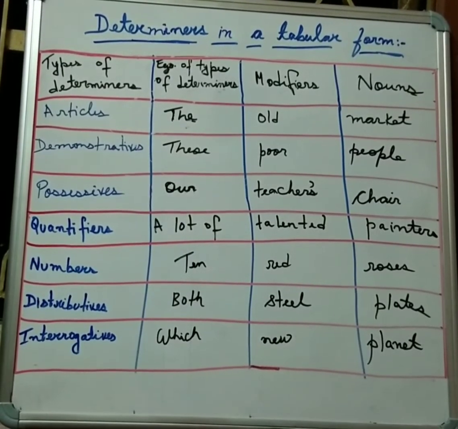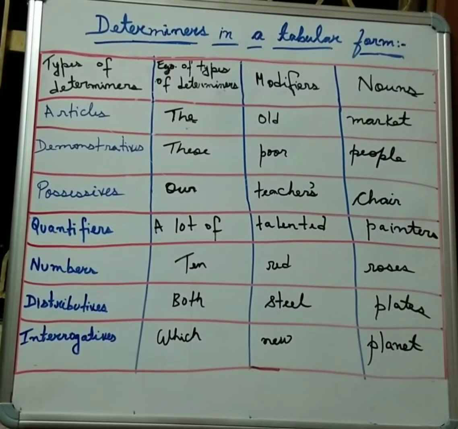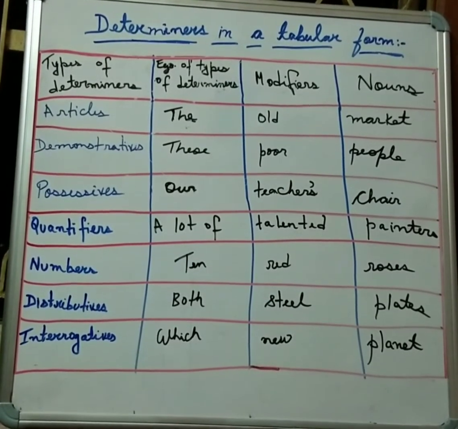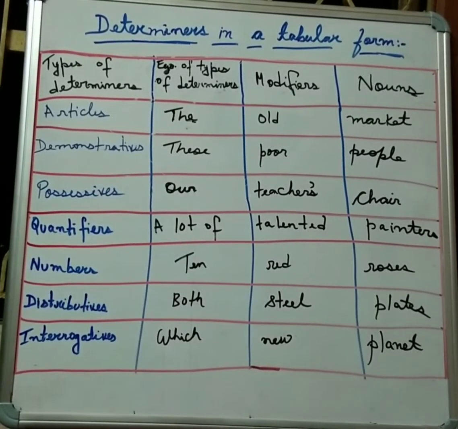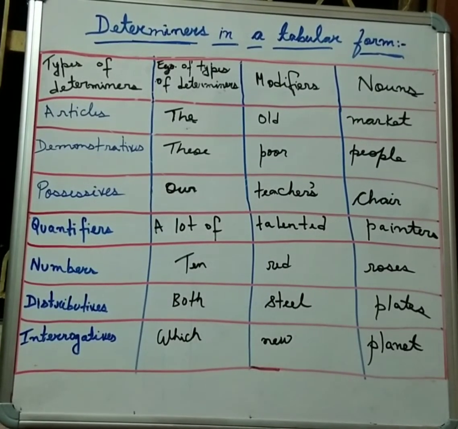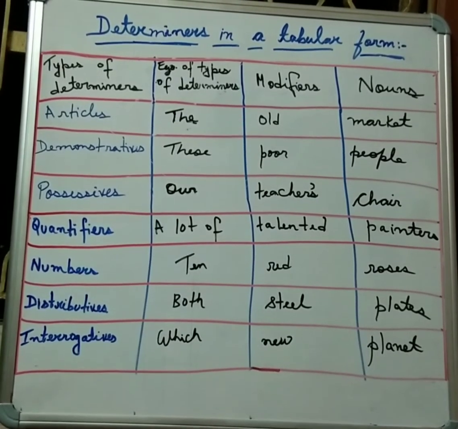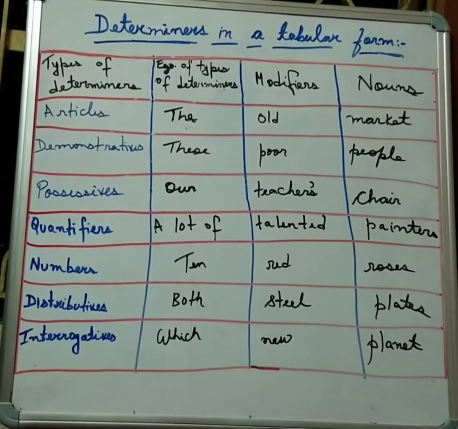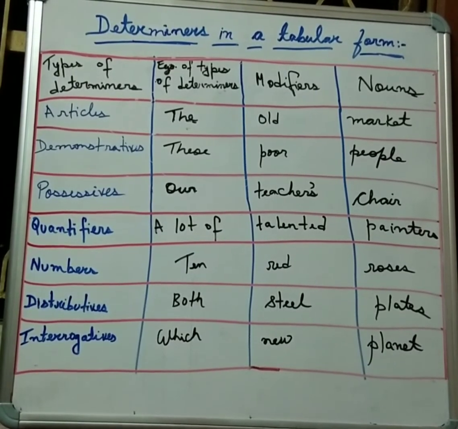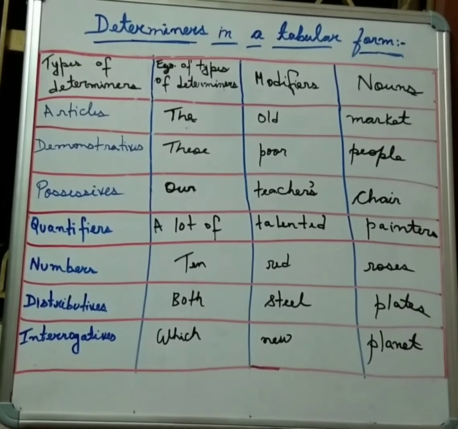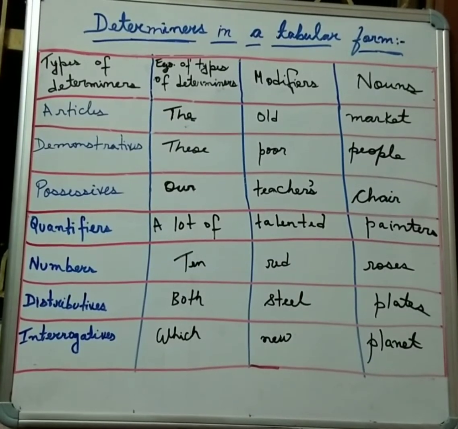Next we have the possessives. Example of possessive determiner is our, modifier is teacher's, and the noun is chair. Here, as it is a possessive determiner, obviously there will be an apostrophe attached to it. So here we have added the apostrophe after the word teacher. In this case the word teacher is a singular noun and chair is also a singular noun.